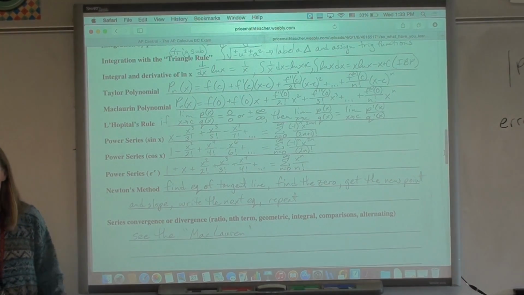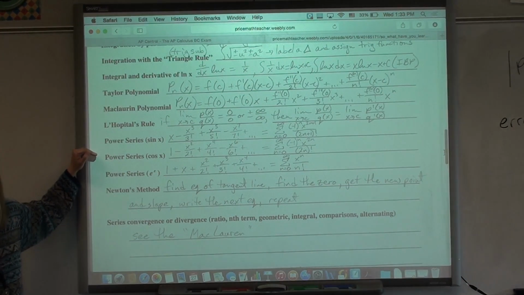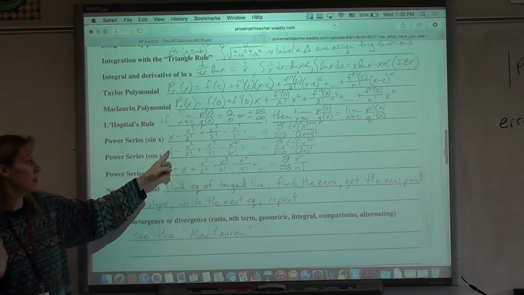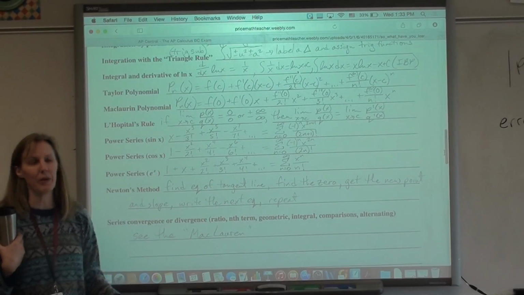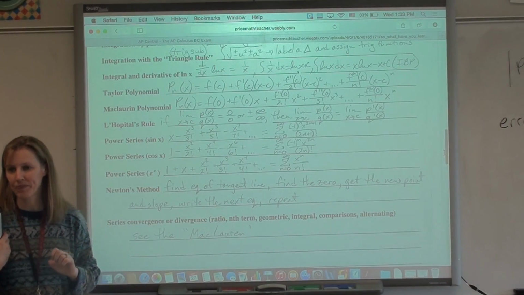Cosine is an even function, has y-axis symmetry. So for cosine, you pick all the even exponents. 0, make sure it's 0, right? Exponent 0, 2, 4, 6, 8, and so on. Both of them start positive and then alternate: minus, plus, minus, plus.